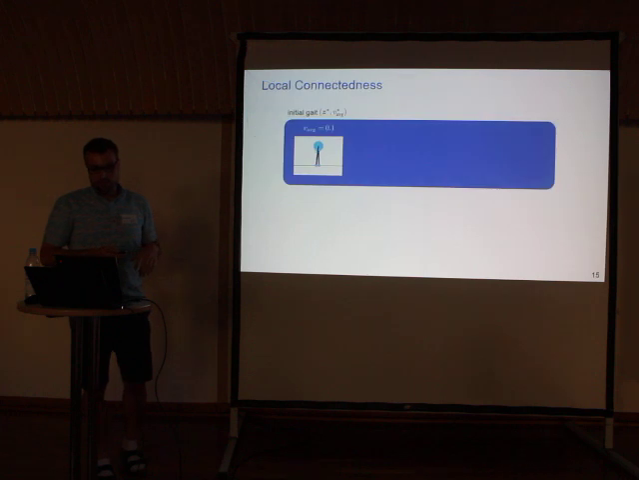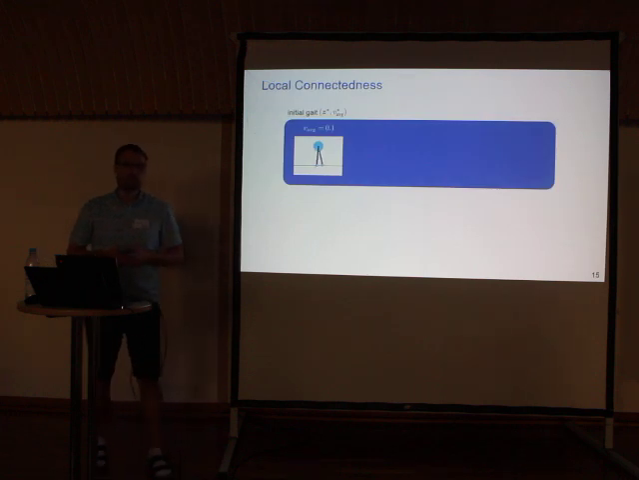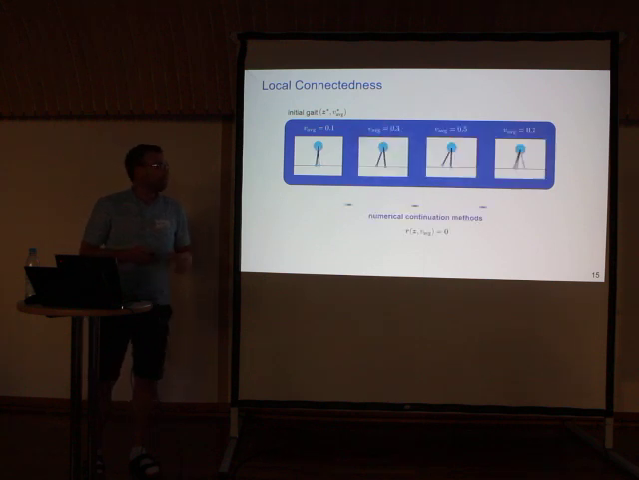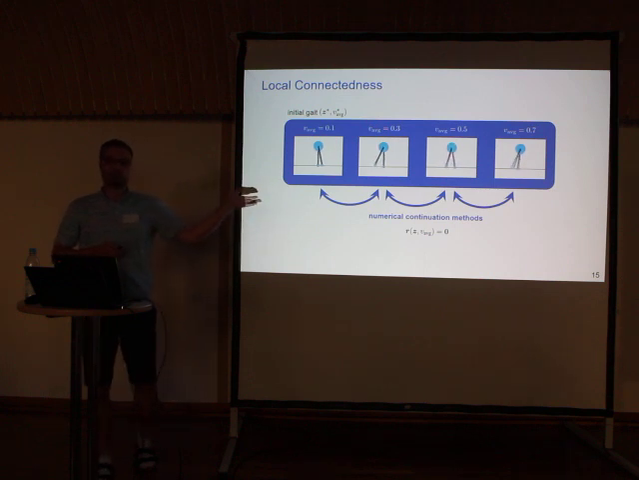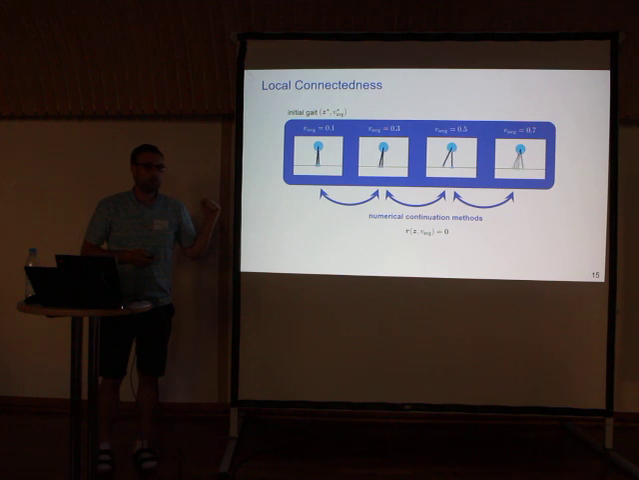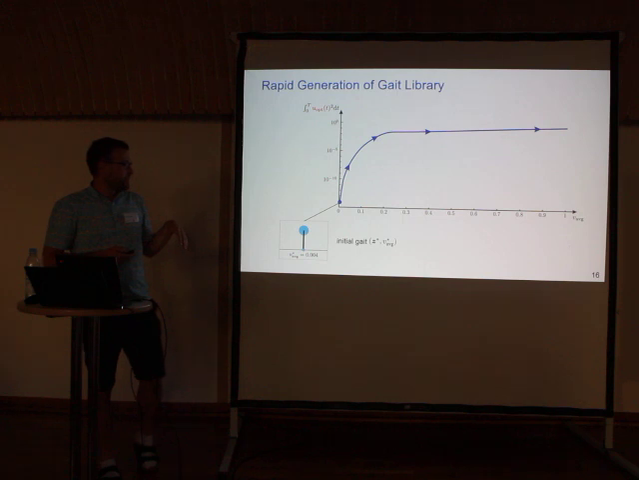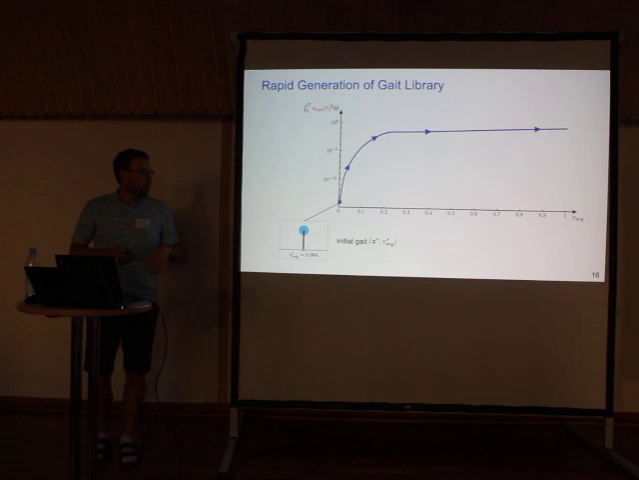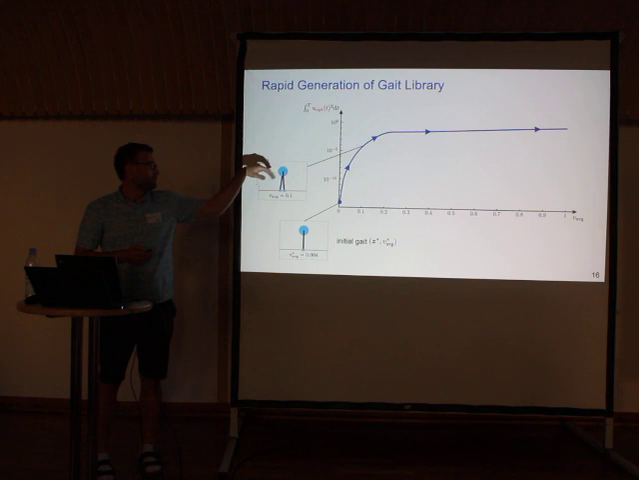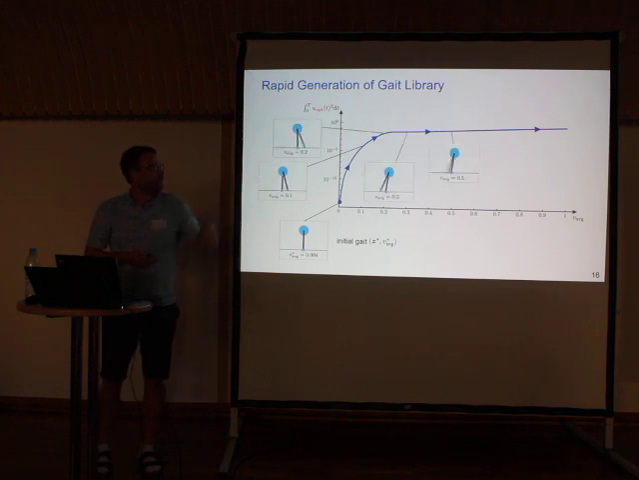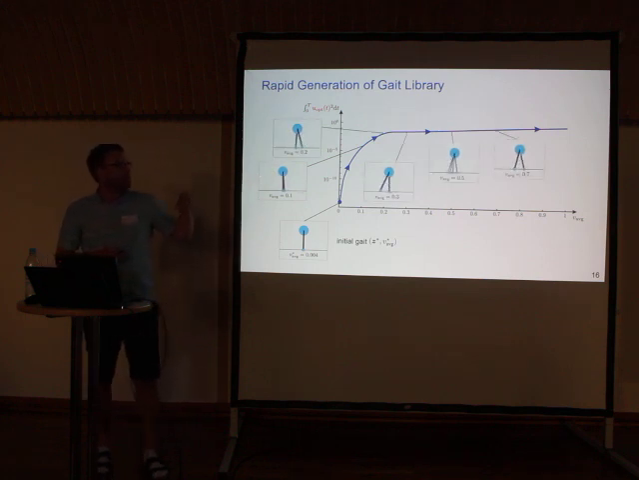But what if we have a good initial guess, a starting point like this solution? Then we can locally connect this to higher speeds using so-called numerical continuation methods. That's how we generate our library or family of optimal gaits. Going back to this example, we have an initial gait at slow speed, and then we use continuation methods to trace the solution for higher speeds, and so on. And this is all using the indirect method.